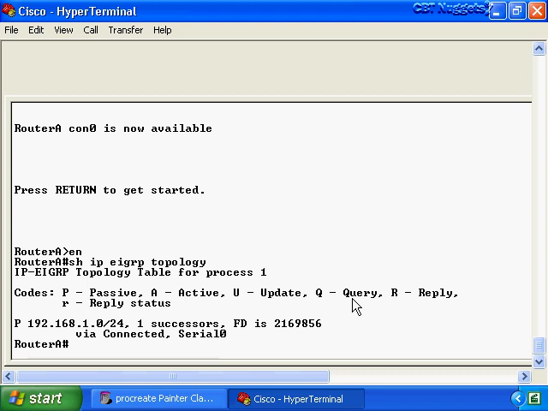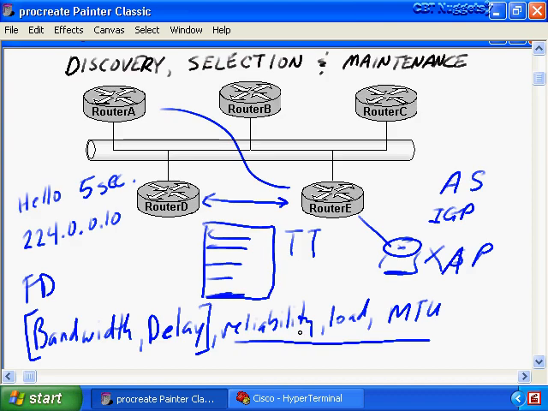It's in that process. And if you've got an R, it means reply status. So these are all different codes to show you the status of your entries in your EIGRP topology table. And again, it's just one of several tables that we have available to us in EIGRP. Okay, so let's go back to our diagram and talk more about the EIGRP selection process.